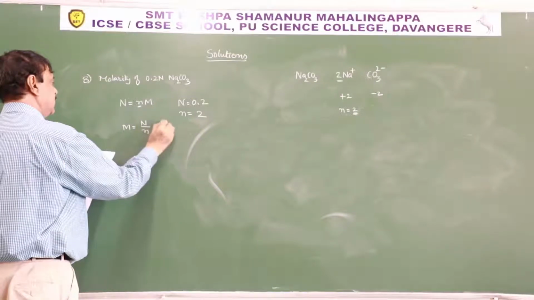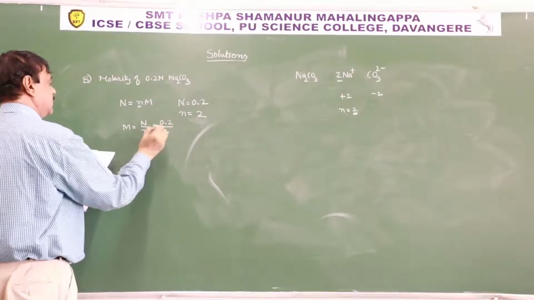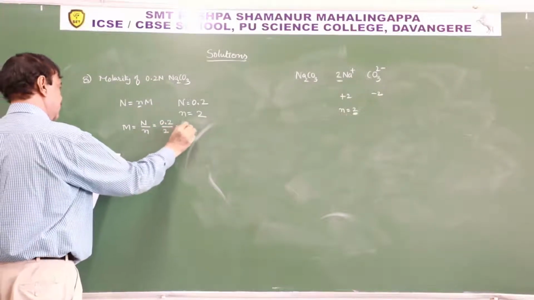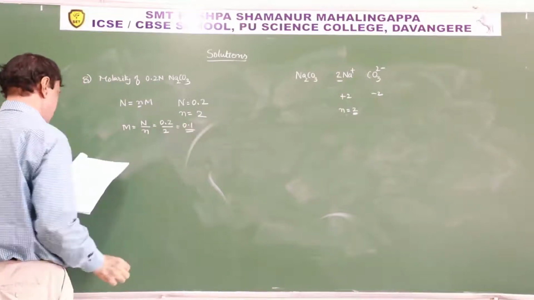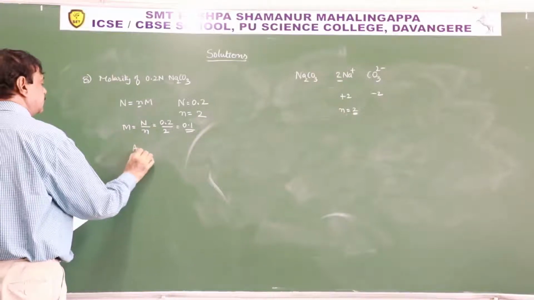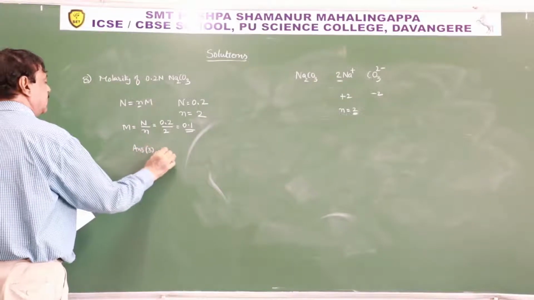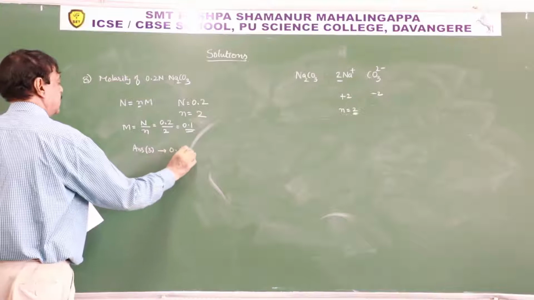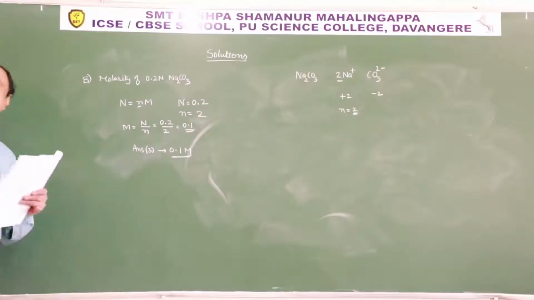N is given, that is 0.2. Small n is given, that is 2. That is 0.1. Molarity of the solution is 0.1. Therefore, the option is 3. Answer 3, that is 0.1 molar solution.